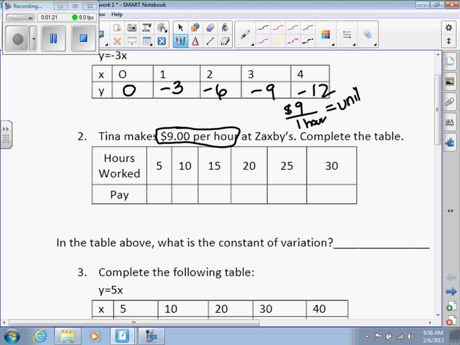If it's the unit rate, it's also the what? Constant. It's the constant. So can you give me the equation? Y equals 9x. There we go. I want all that written down. You gave me 3 answers just from that one statement in that problem.